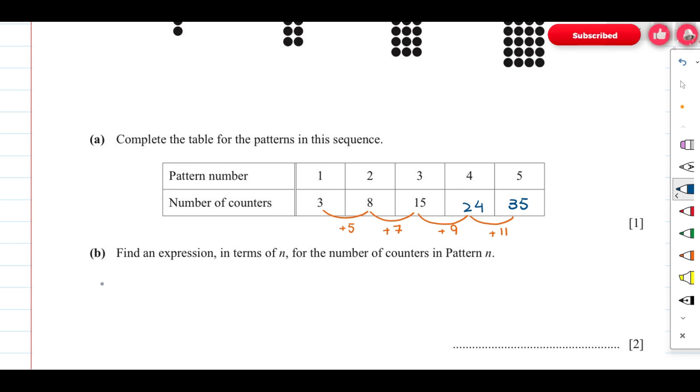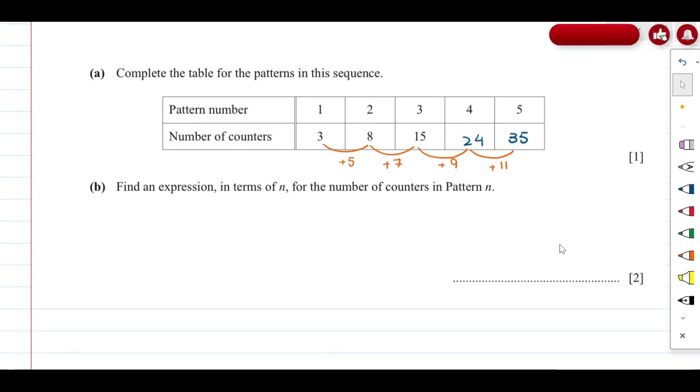I hope you understand it. For the fourth pattern, we can easily count the number of counters from the diagram, and you can write it down. For the fifth one, the diagram is not mentioned. So what you have to do, you need to figure out the difference between the terms. As you can see, the difference between the terms is increasing by 2. So it means plus 5, plus 7, plus 9, so the next would be equal to 11. So 5, 7, 9, 11. So this pattern they are following, right? So in 24, you add 11, you will get the number of counters for pattern number 5.